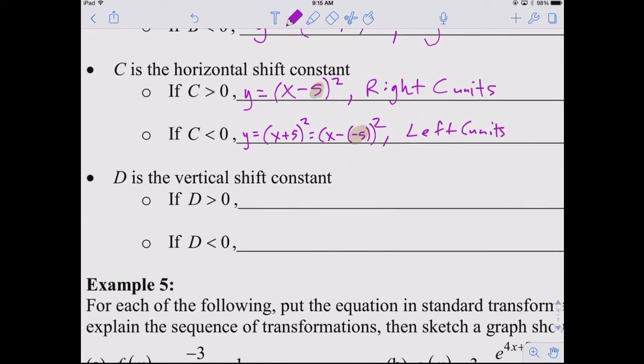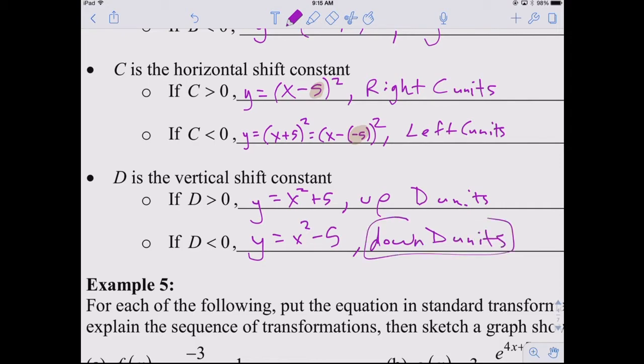Now back outside on the vertical, this is going to be exactly as you would expect. If d is greater than 0, like x squared plus 5, that's just up d units, because it's the last thing you do. You have your y value in hand, and oh, you want me to add 5 to it? Okay, now it's 5 units larger. And if d were less than 0, like x squared minus 5, then that's going to be down d units. Down d units.